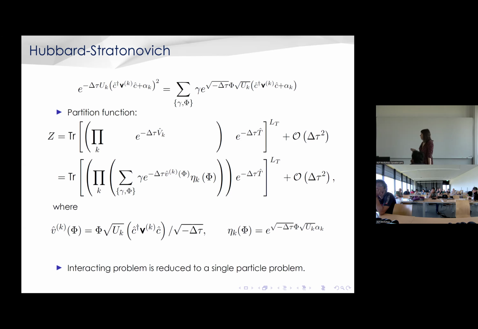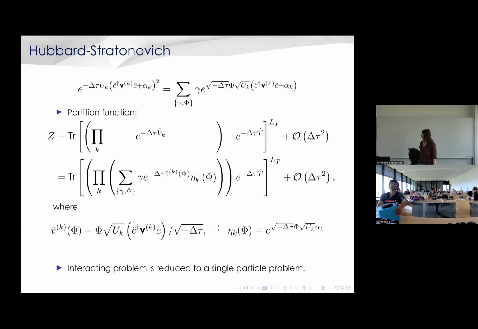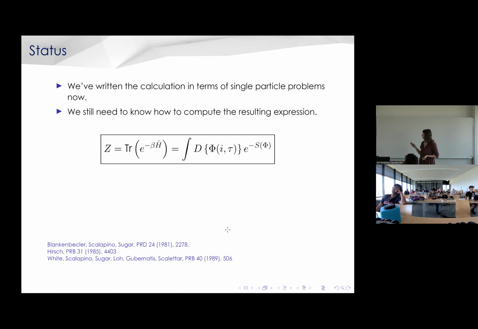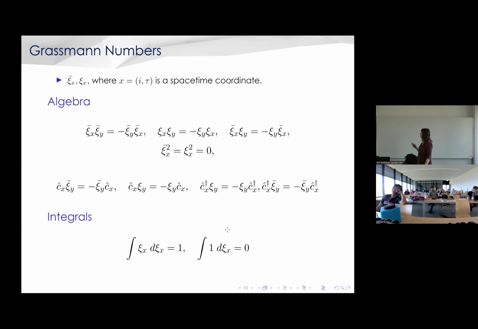And so now we really are at our goal of reducing it to these single particle problems. Now we're at the point where we can figure out how to actually write this expression for a given set of auxiliary fields. That is the next step, which is integrating out the fermions. There are a couple of different ways one could do this. One could actually stay in the operator formalism, but I'm going to show you how to view this as the path integral.